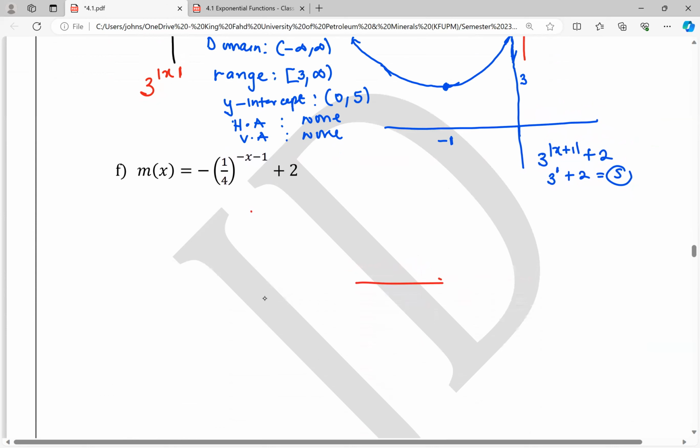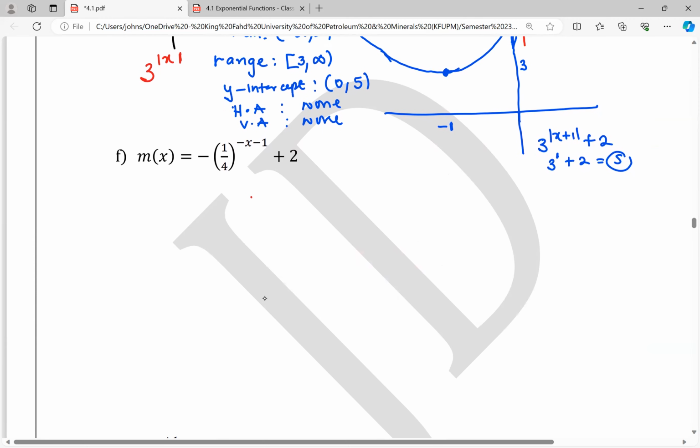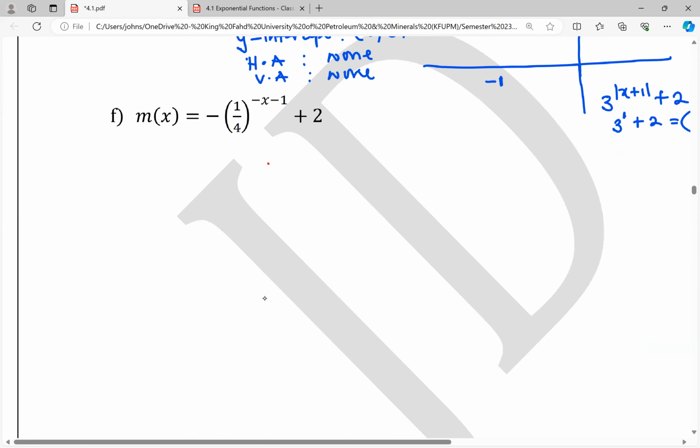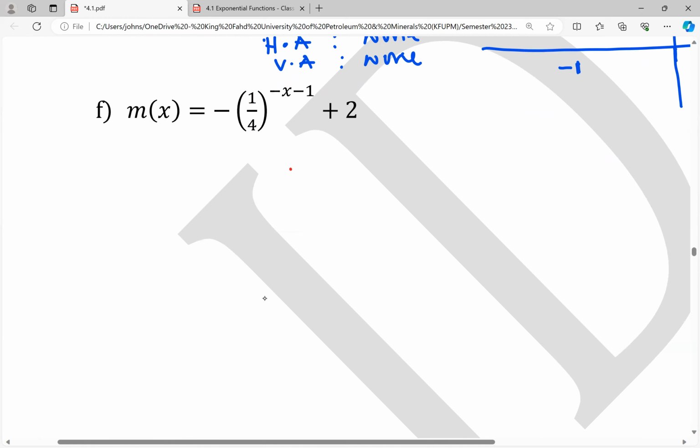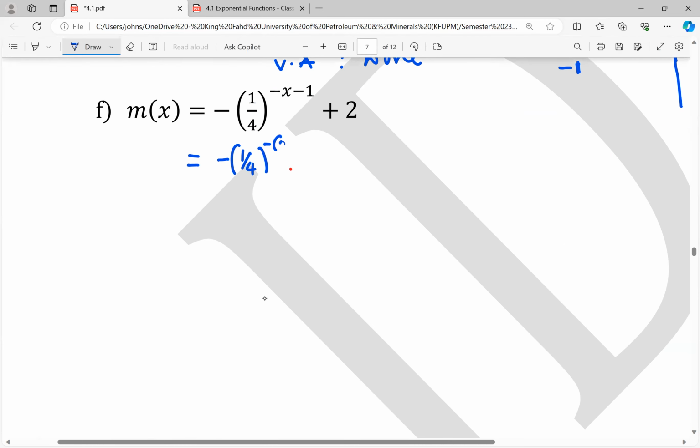All right, so let's have one more. We have 2 more to go. Now for this one, we can rewrite this. We can write it as minus 1 over 4. Then we can take the minus out so that you just have x plus 1 plus 2.